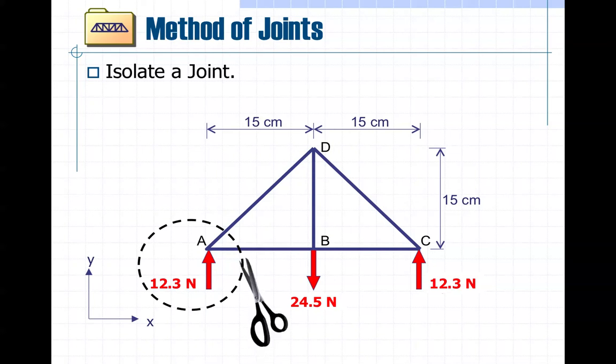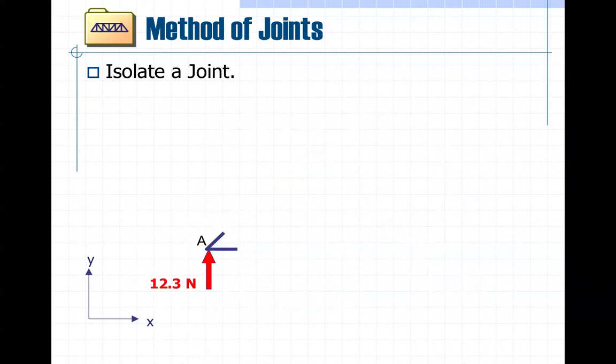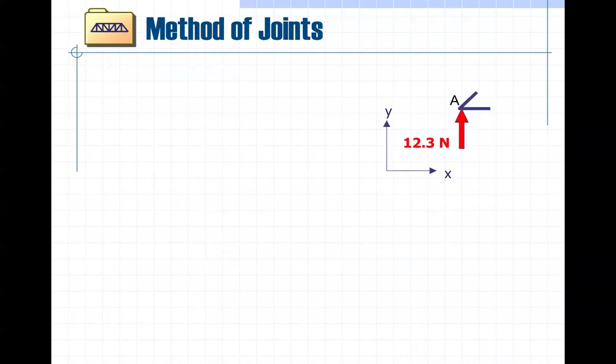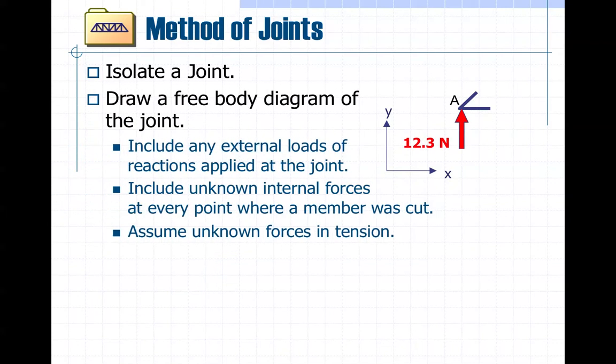Okay, so we're going to take joint A out of here, okay, and isolate it. And the internal forces in A are this horizontal force toward B. And notice we don't know what it is, so we assume that it's in tension, right? We don't know. Remember, we always assume tension.